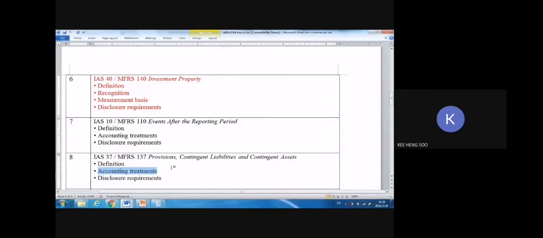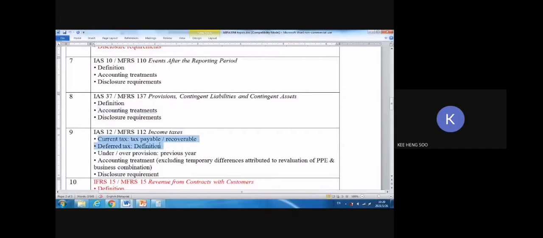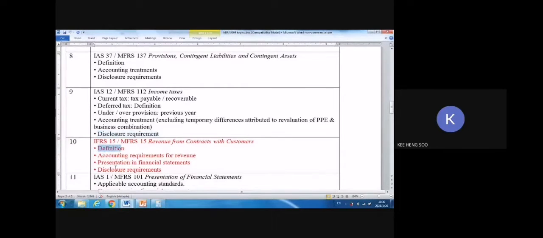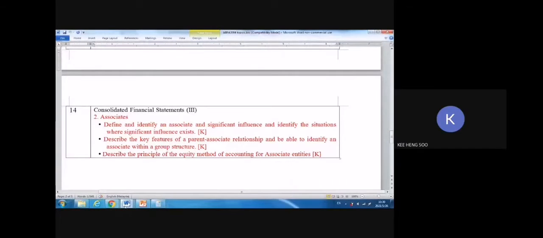So when you do your revision, make sure you cover these 4 areas. In the exam, they seldom test you on disclosure, but the first, second, and third, sure got one. You see income tax: definition, then accounting treatment, followed by disclosure. Revenue: definition, and your disclosure. This is accounting treatment. Okay, all standards are the same. Introduction, definition, can you see that? And then finally disclosure. So all standards are the same.